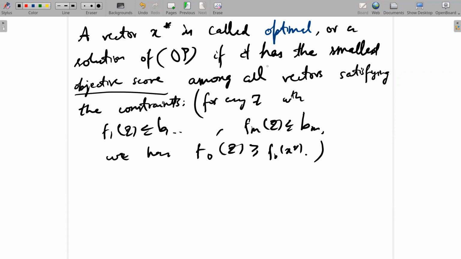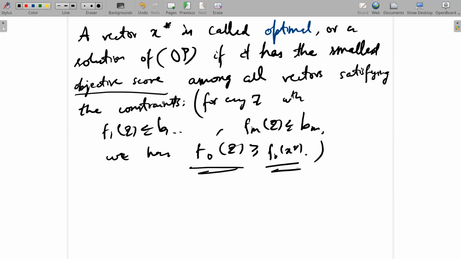A vector x star is called optimal if it has the smallest objective score among all vectors satisfying the constraints. So mathematically, how do we say that? That for any z satisfying this constraint, that is, z is in the decision space, you have f naught of z is bigger than or equal to f naught of x star. All right. So now we have framed the general problem we want to solve.